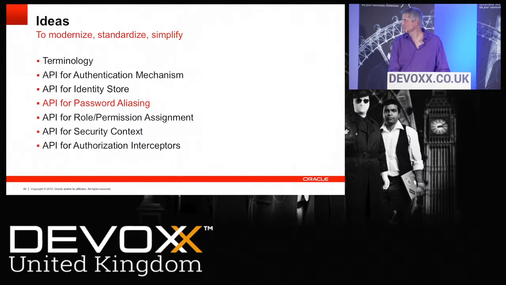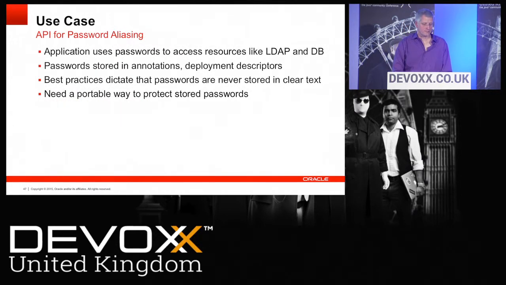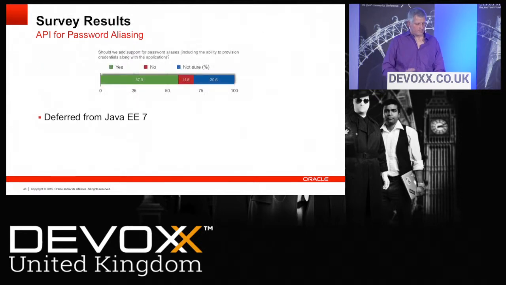All right, password aliasing. This is when an application typically uses passwords to access resources like an LDAP or a database. These passwords are typically stored in annotations or deployment descriptors, and the best practice, obviously, is you don't want to have clear text passwords in your code or in your config. We're defining a portable way to protect stored passwords. This was a feature that was deferred out of EE7 because of time constraints. It was a question on the survey, and about 58% of the people surveyed said they would like to see this feature.